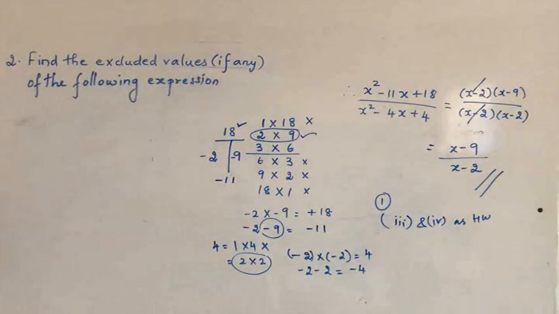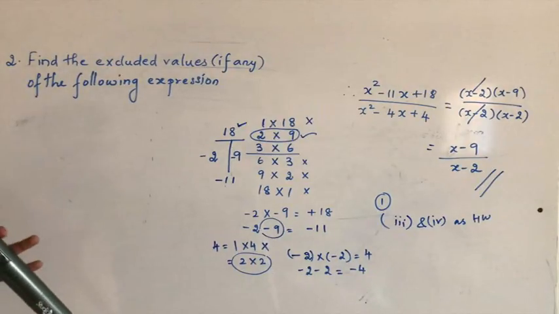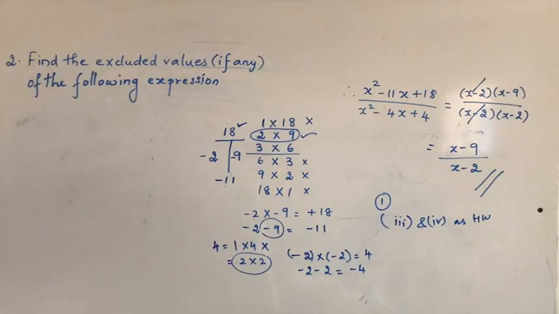Before we started our exercise 3.4, I already gave you 2 points. The first point was rational expression and the second one was excluded value. What is an excluded value? An excluded value is the value that makes a rational expression undefined. In simple terms, the denominator should not be equal to 0. So we have to find the values which give 0 in the denominator, and those values are called excluded values. We have to remove those values from the expression.